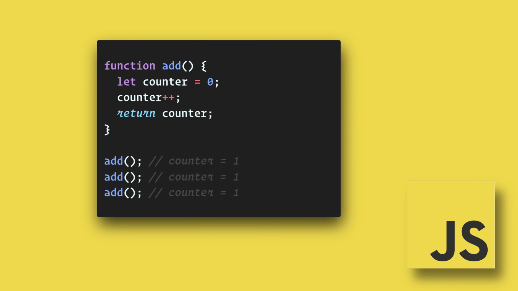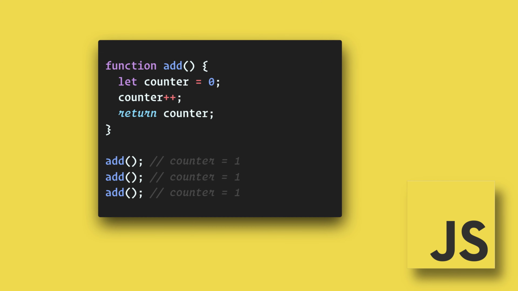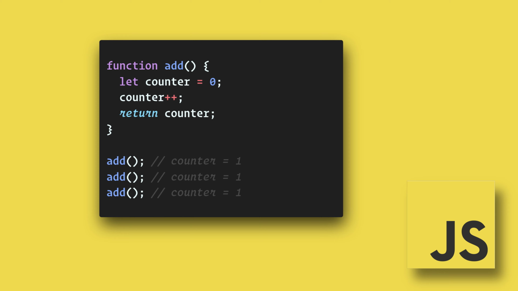So we could move the variable within the function and then return the counter, but this will not work because we reset the local counter every time we call the function. An inner function can solve this.